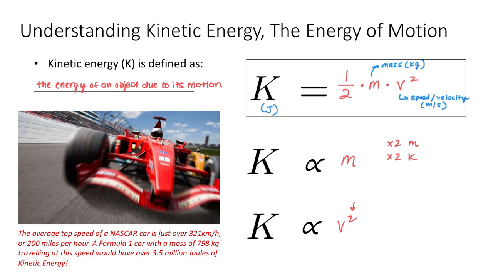But because the velocity is squared, if I multiply the velocity by 2, I will actually get 2 squared. I'll get 4 times the amount of kinetic energy. So if you double the velocity, you get 4 times as much kinetic energy. If you triple the velocity, you would get 9 times as much kinetic energy. If you quadruple the velocity, you would get 16 times as much kinetic energy. So even though it includes both mass and velocity, kinetic energy is more greatly dependent on the speed or velocity of an object. So please do not forget to square this when you are doing calculations by hand.